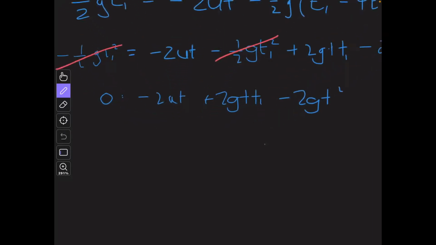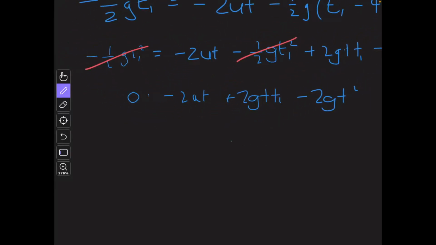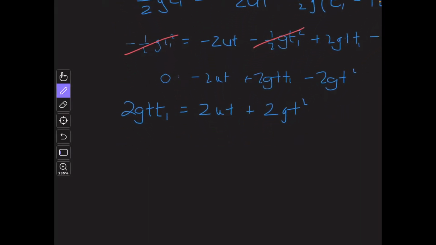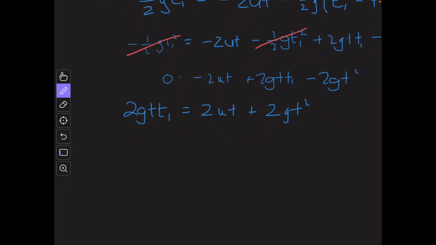To do that, we're going to get T1 on its own. So I'll bring T1 over. It'll become minus, but I'm just going to change them all to positive. So it'll be gT1 equals 2ut plus 2gt squared. I'm going to divide everything by 2.